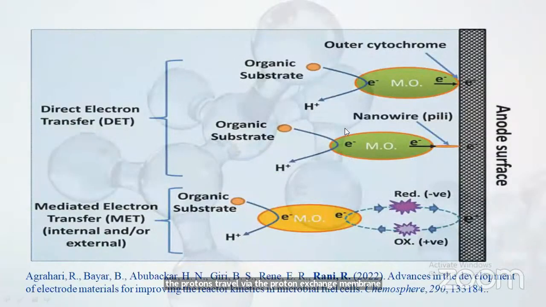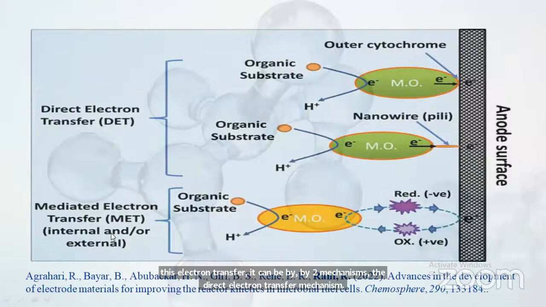Now, yet another factor which is important in the functioning of a microbial fuel cell is the transfer of electrons from microbes to the anode. This electron transfer has to be efficient so that the system can function properly and give a good power output. This electron transfer can be by two mechanisms: the direct electron transfer mechanism or the indirect one, which is the mediated electron transfer mechanism.